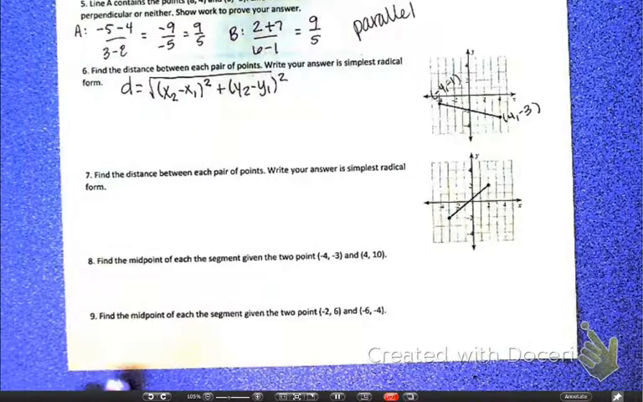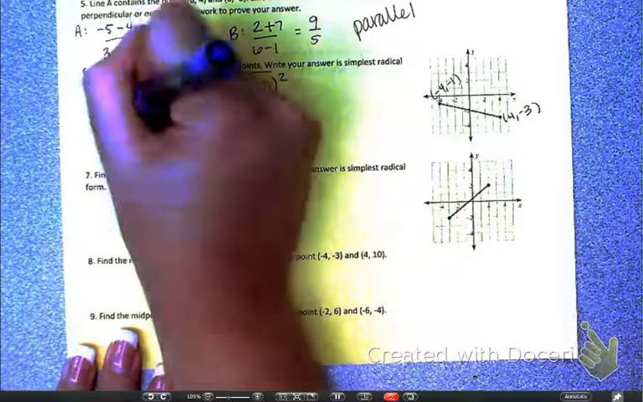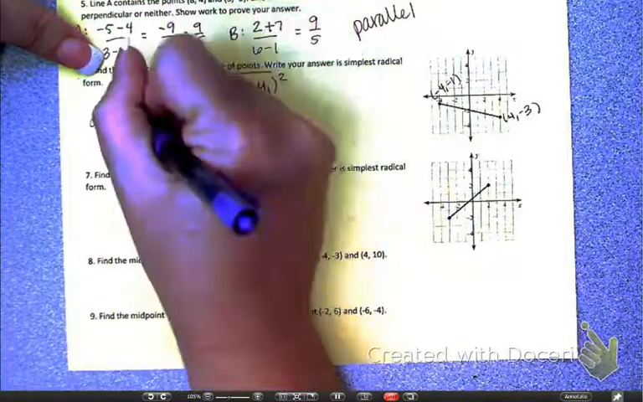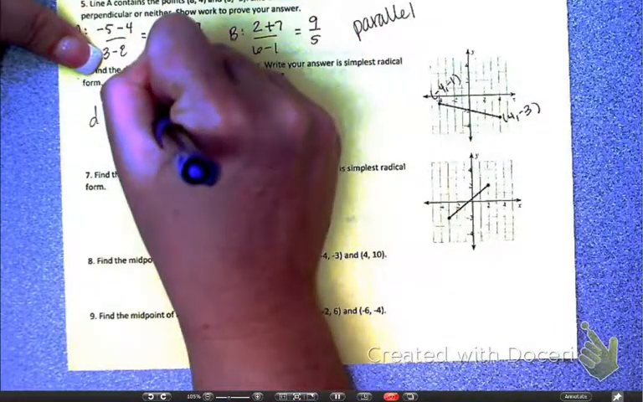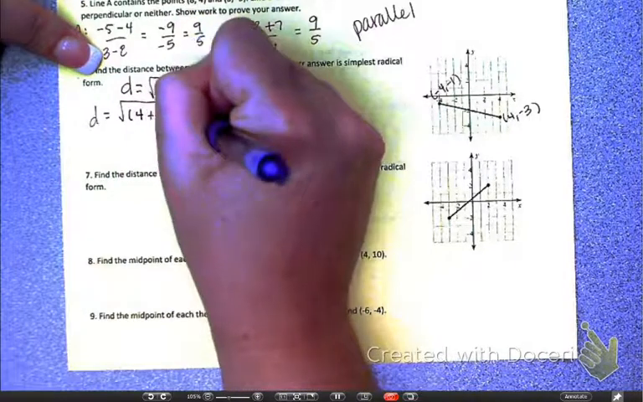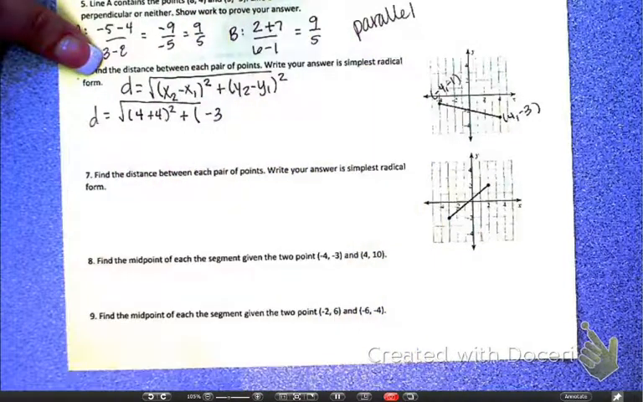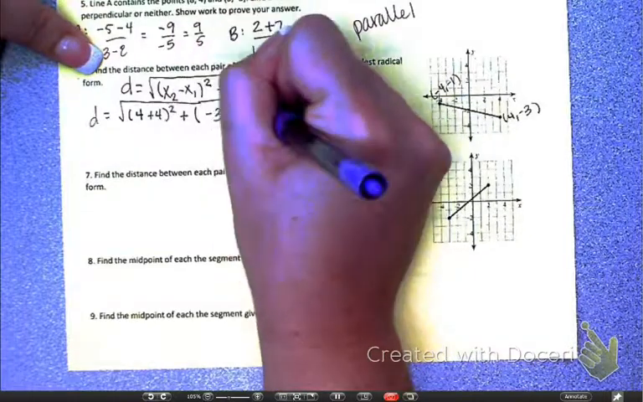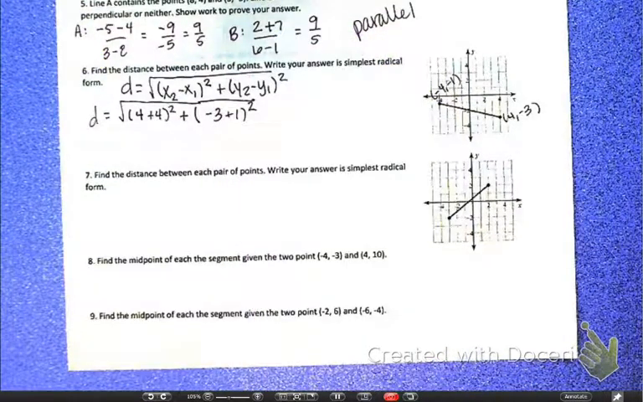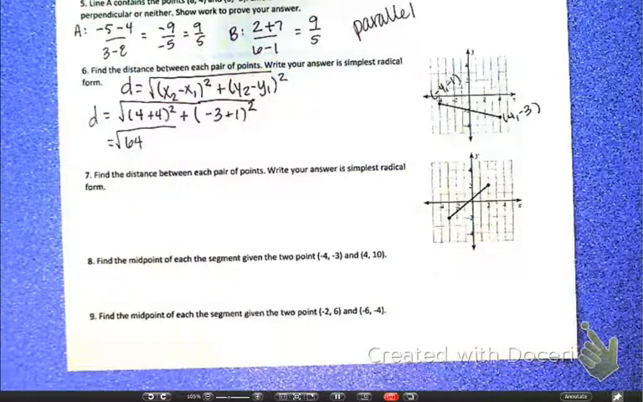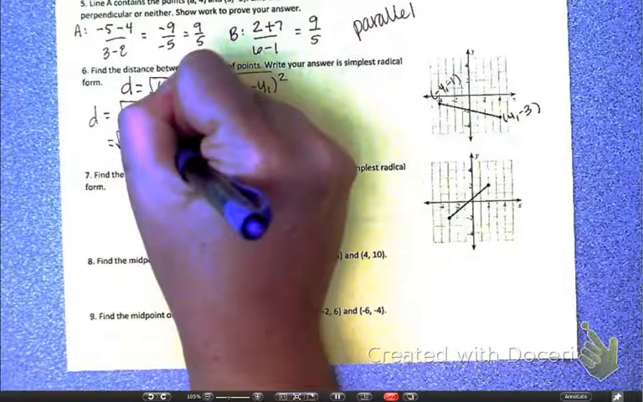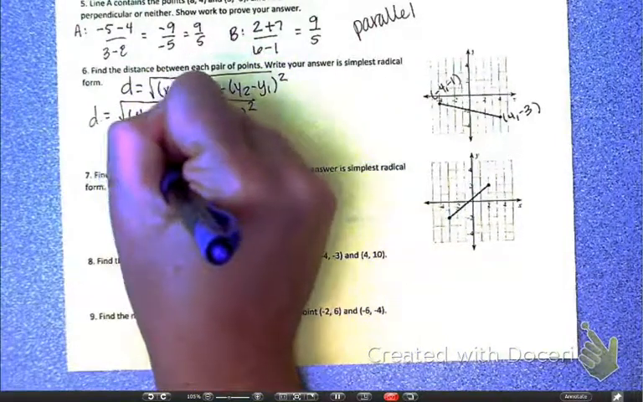If I plug that in, I get 4 minus a -4, which would be plus 4 squared, plus -3 minus a -1, which is plus 1 squared. 4 plus 4 is 8. 8 squared is 64. -3 plus 1 is -2. -2 squared is 4. So you end up with the square root of 68.